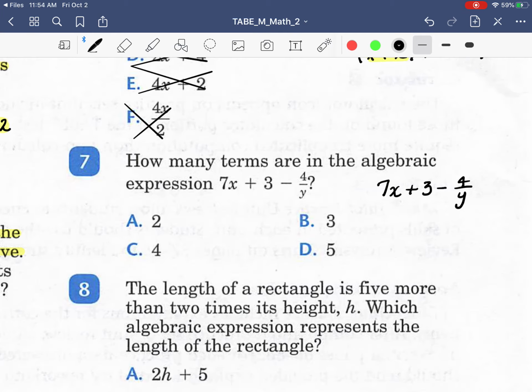There are 3 terms, and let me highlight them for you. There's the 7 times x, there is the plus 3, and then there's the minus 4 divided by y. So there are 3 terms in this expression. You have 2 variable terms and 1 constant term.